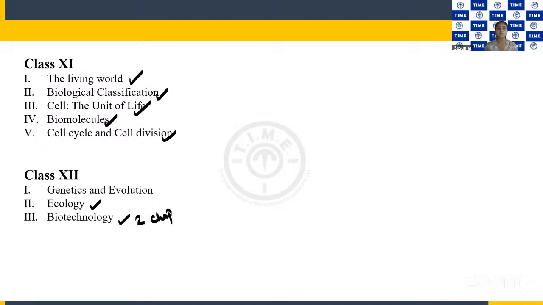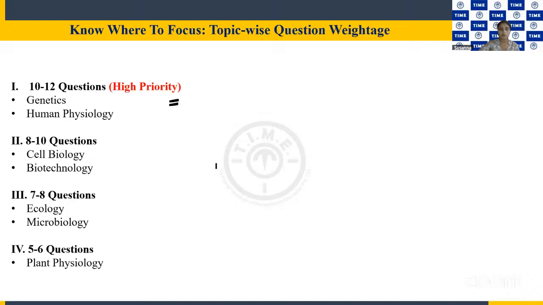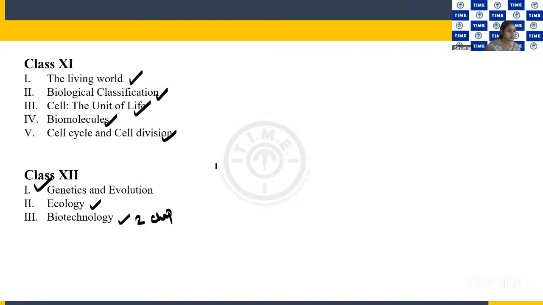Then we have class 12, genetics and evolution. This is a huge area, as I said. We have three chapters coming in, with the majority of questions being asked according to the analysis that we have done with all the PYQs. Then the ecology chapter, then the biotechnology chapter. So these are actually the focus chapters which I wrote. I hope your doubt is cleared.